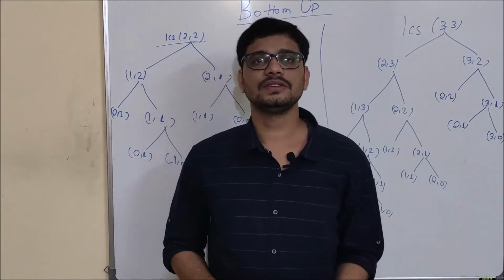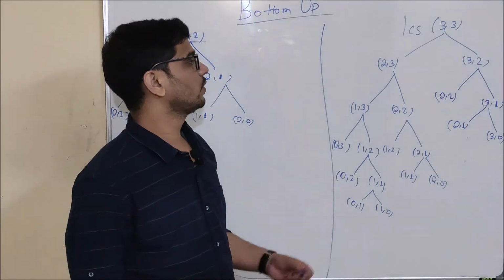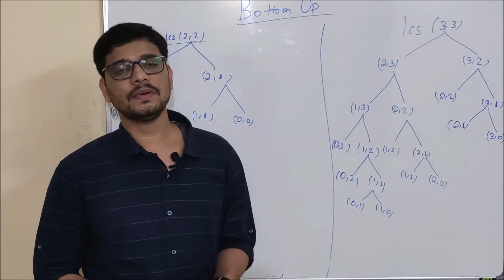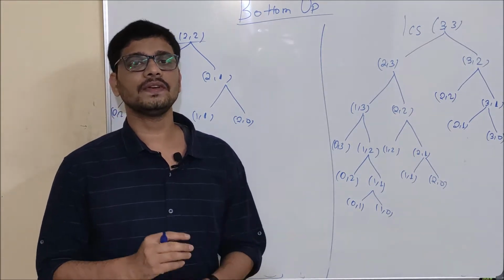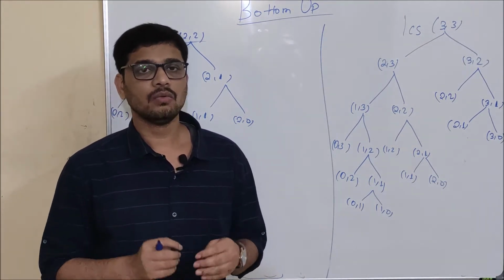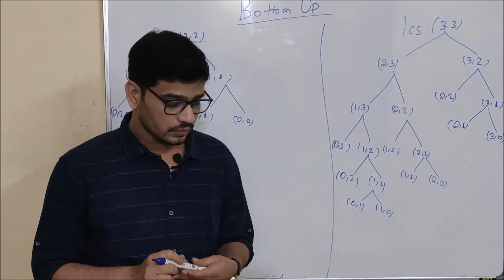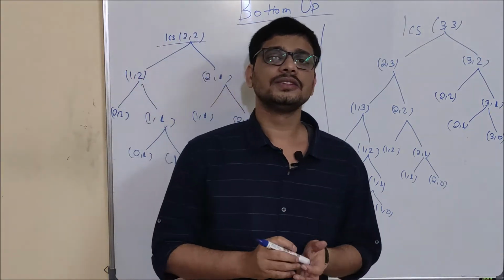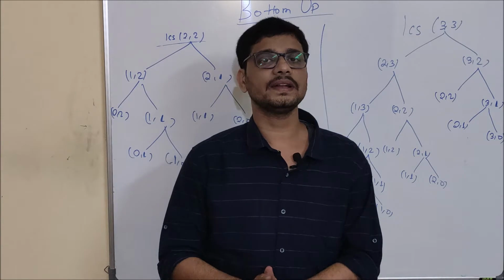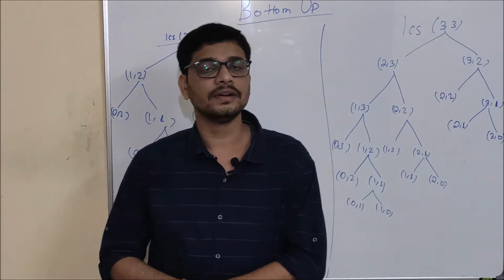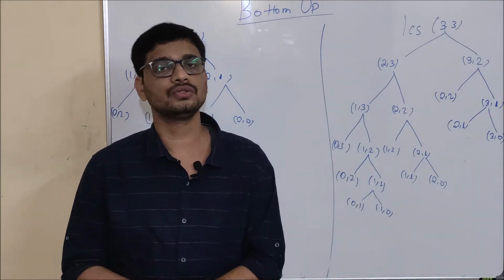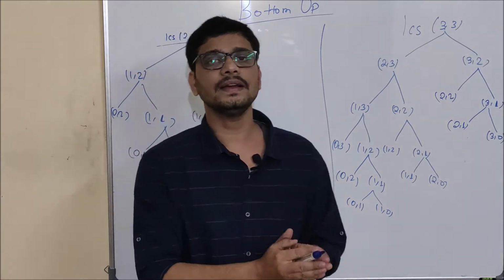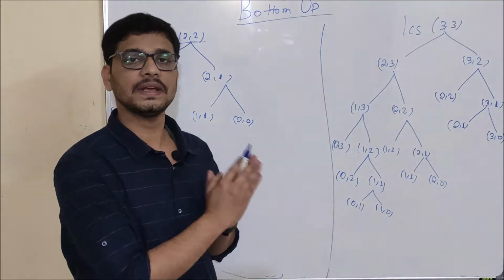Hello friends, in today's video we are going to see the bottom-up program for the LCS problem. Before writing the bottom-up program, we need to figure out the topological order. What do we mean by this? When we have seen the recursion tree, there is a specific order in which values are getting returned, and we need to figure it out so that we can write the iterative code to fill our bottom-up table.